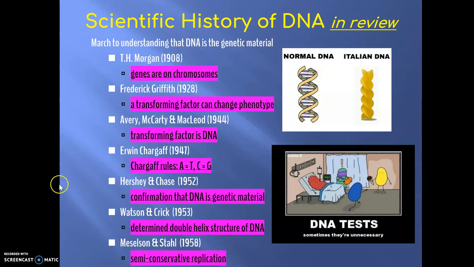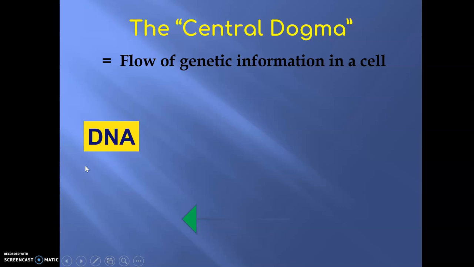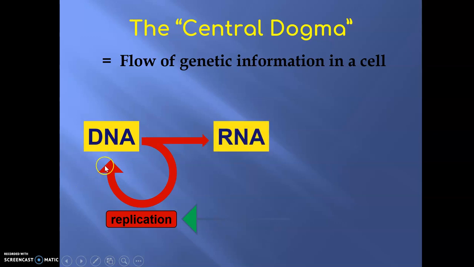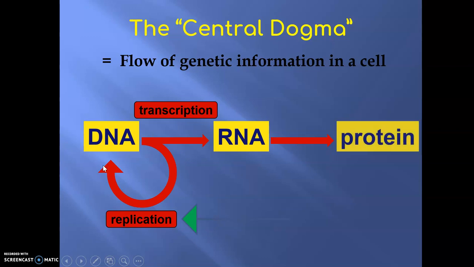Okay, so this kind of just gives an overview of the history of DNA to what we know today. So just to recap on what each scientist ended up figuring out: the central dogma is that there's a flow of genetic information in a cell. We go from DNA, it gets replicated, then it goes to RNA through transcription, and then we go to a protein through the process of translation.